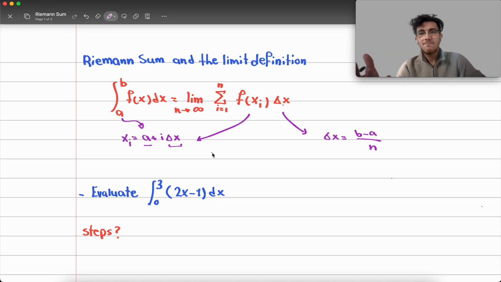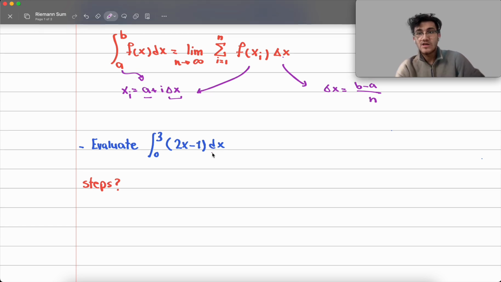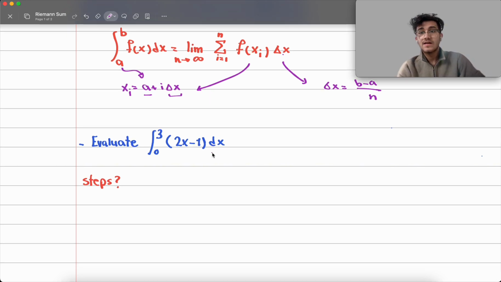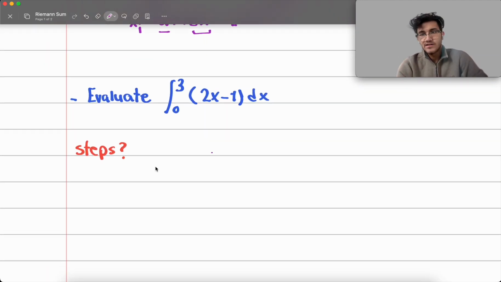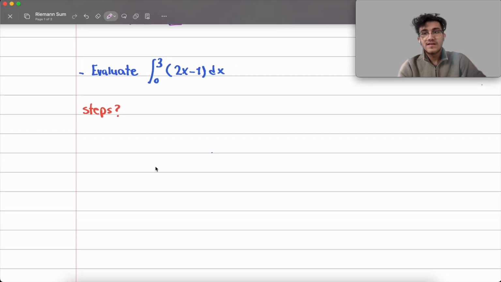Let's apply this to the following example and see how we can make use of this limit definition and find the answer to the integral, or basically the area under this graph. It says evaluate the integral of 2x minus 1 from 0 to 3. The steps: first of all, we have to know what my a is and what my b is. My a, the lower bound of integration, is 0, and b is 3, which is the upper bound of integration.